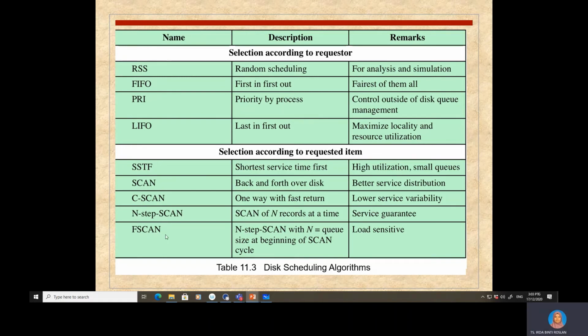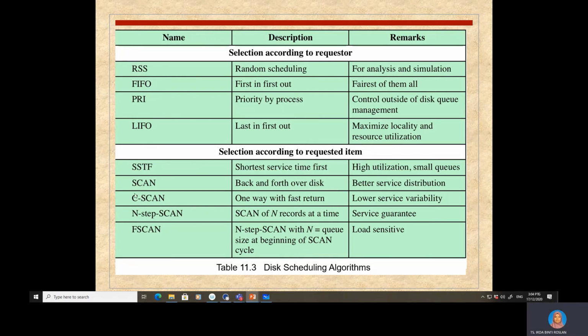Here we can see there are 5 algorithms. We will cover the first 3. SSTF is also known as shortest service time first. So we will find the shortest service time. This gives high utilization and also small queues. Next is scan. Scan will access back and forth over the disk. It has better service distribution.